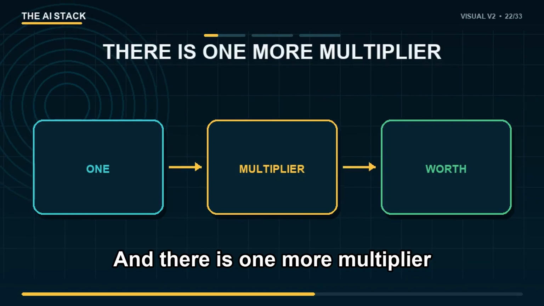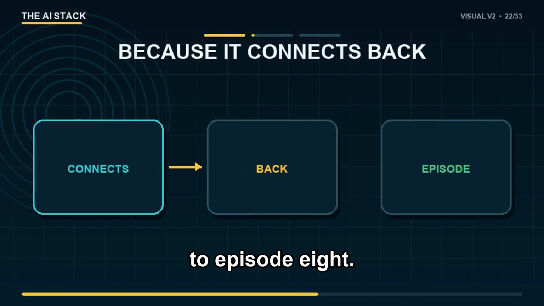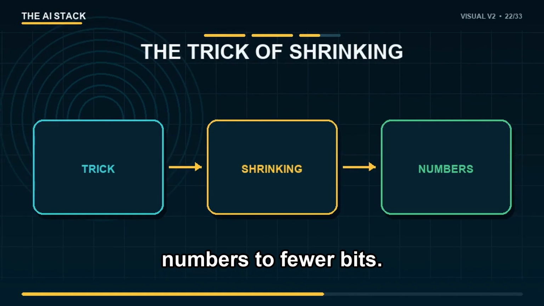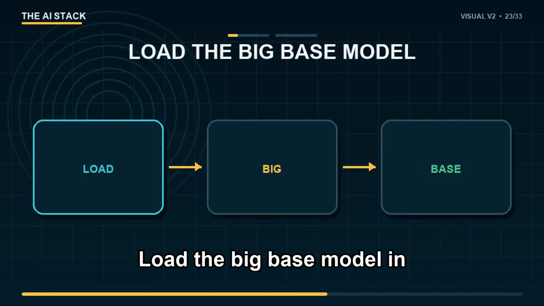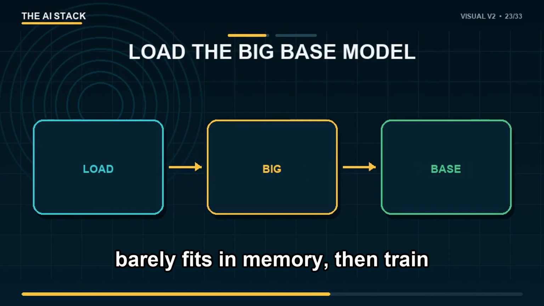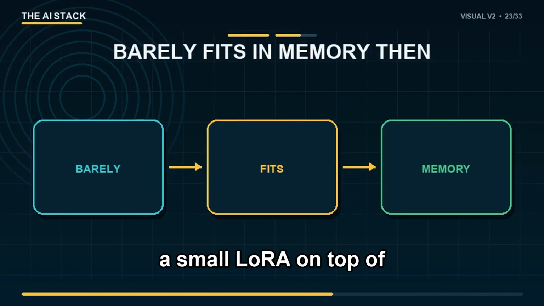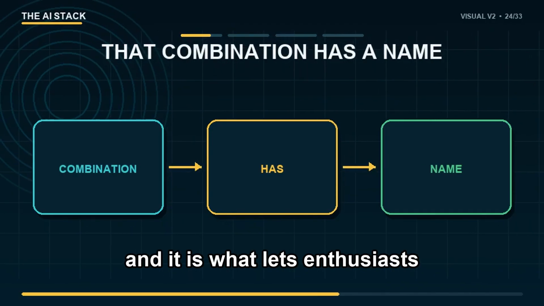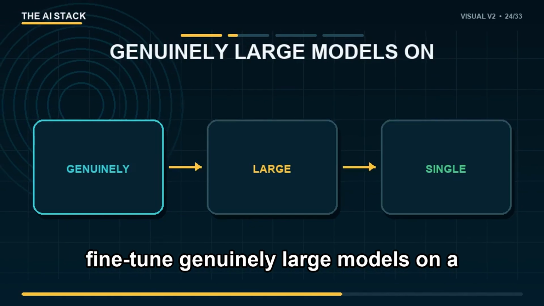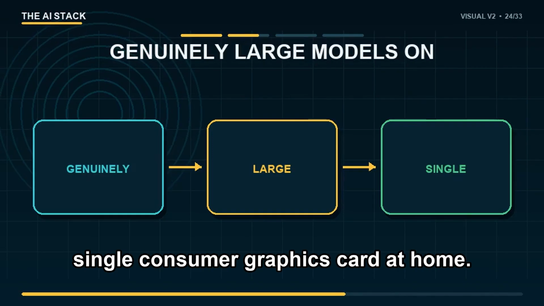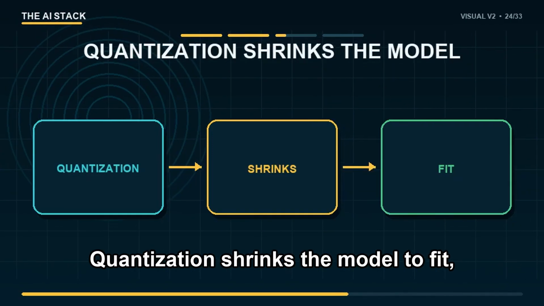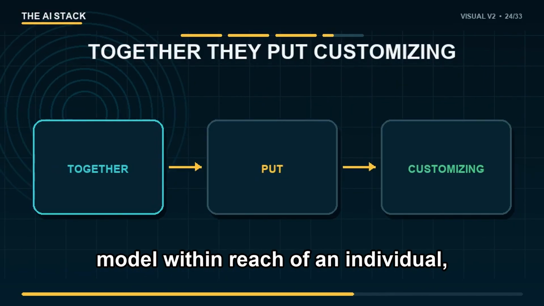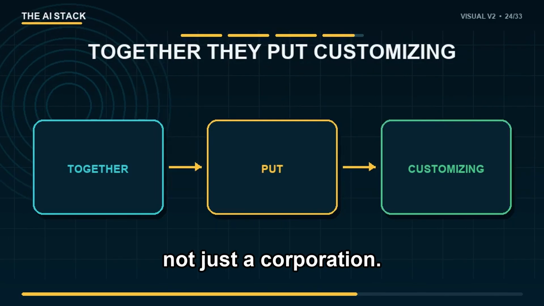And there's one more multiplier worth knowing, because it connects back to episode 8. You can combine LoRA with quantization, the trick of shrinking the model's numbers to fewer bits. Load the big base model in a compressed quantized form so it barely fits in memory, then train a small LoRA on top of it. That combination has a name, QLoRA, and it is what lets enthusiasts fine-tune genuinely large models on a single consumer graphics card at home. Quantization shrinks the model to fit, LoRA makes the training cheap, and together they put customizing a serious model within reach of an individual, not just a corporation.